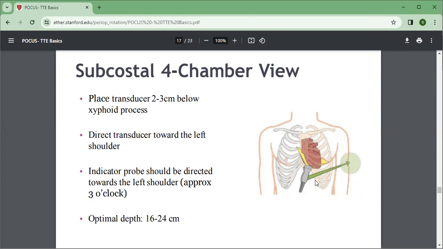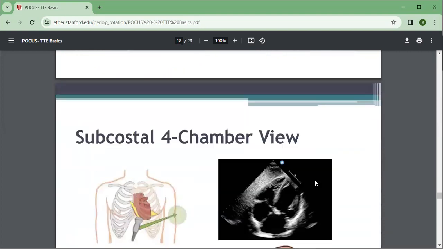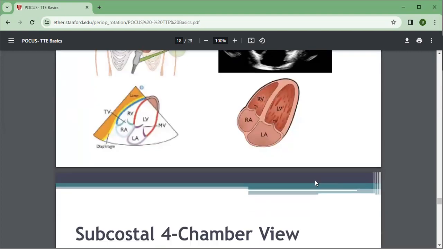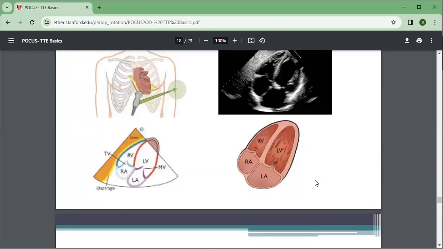The probe is directed towards the left shoulder, approximately 3 o'clock. With a depth of 16 to 24 centimeters, you will be able to visualize various things. You'll be able to visualize part of the liver up there, the left ventricle, the right ventricle, the right atrium, the mitral valve, the tricuspid valve. Then also the diaphragm is there.